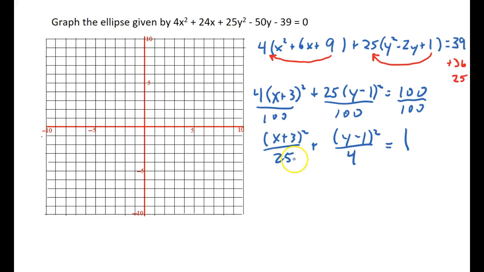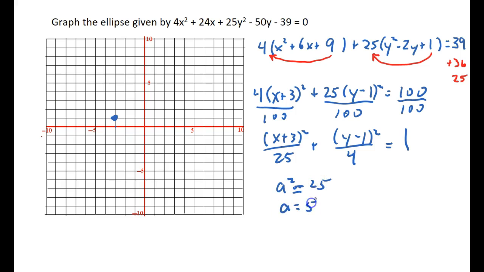Well, I've got a number being added to x and a number being subtracted from y. All that does is it just moves your center, okay? So since I'm adding 3 to x, I'm going to go to the left 3. And since I'm subtracting 1 from y, I'm going to go up 1. So this center is at negative 3, comma 1.